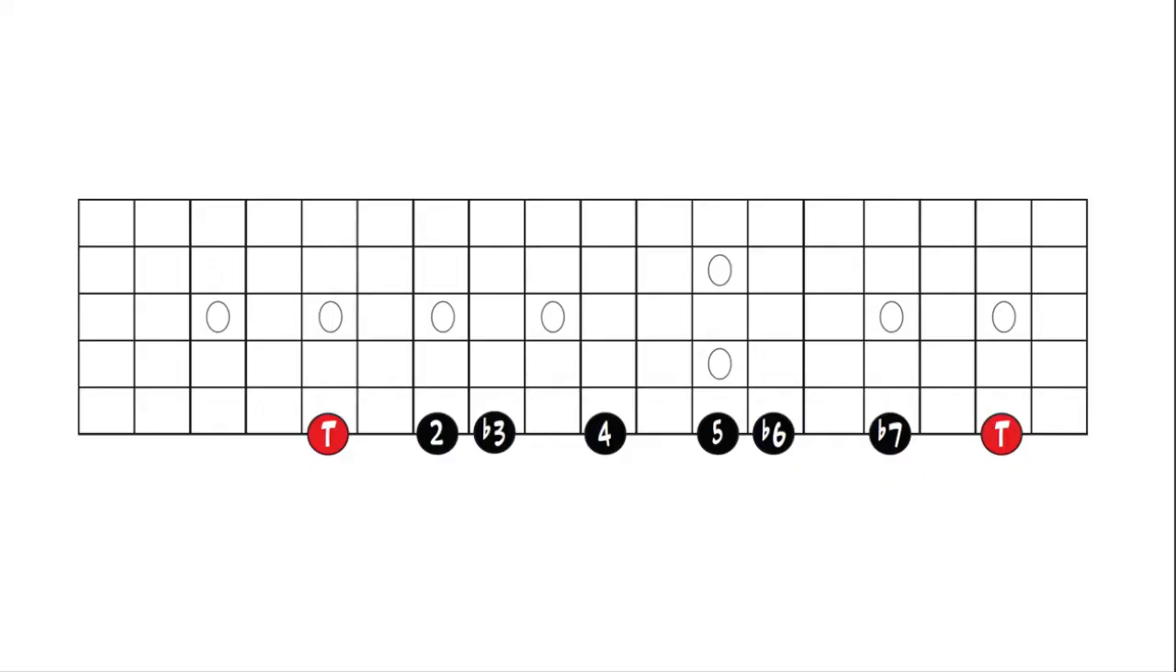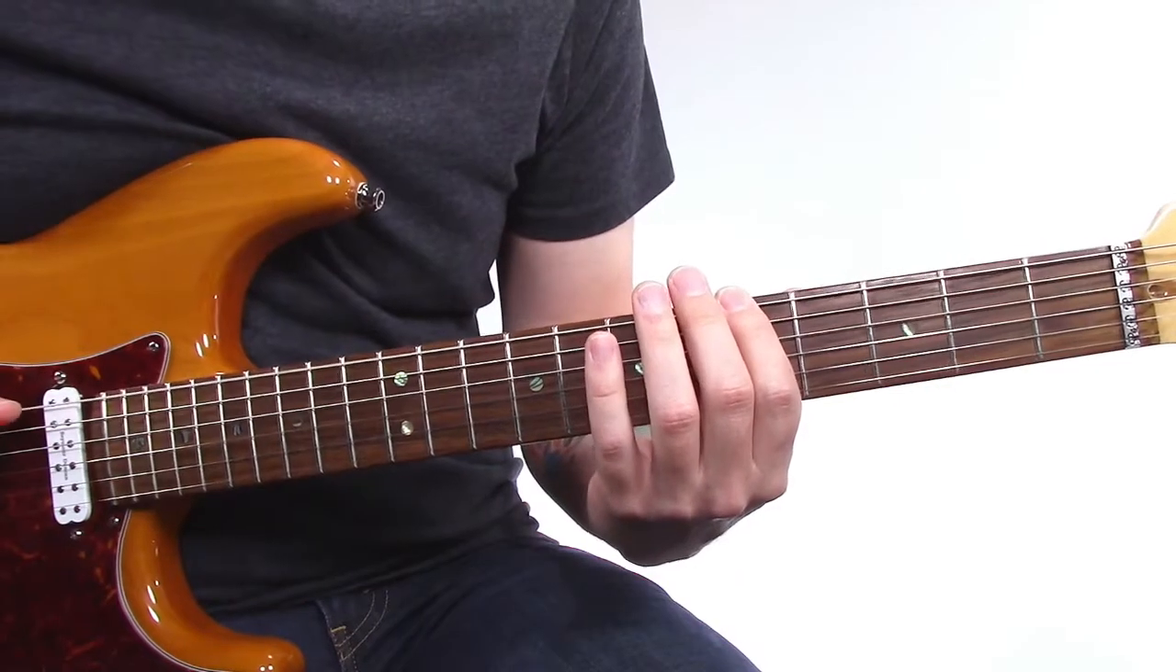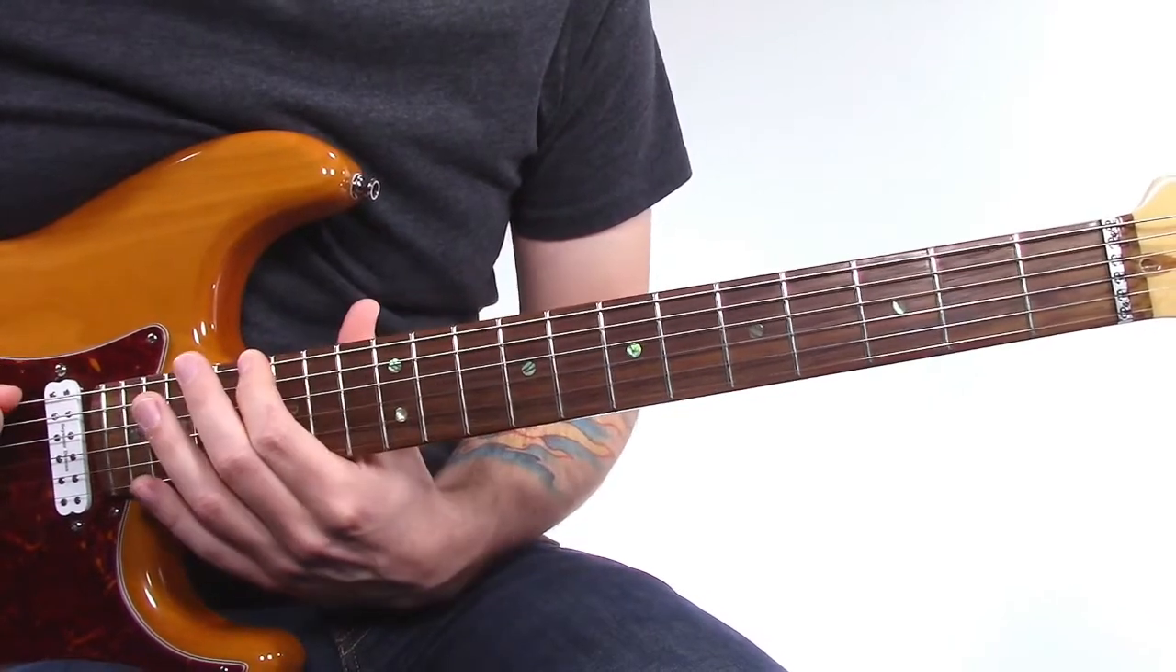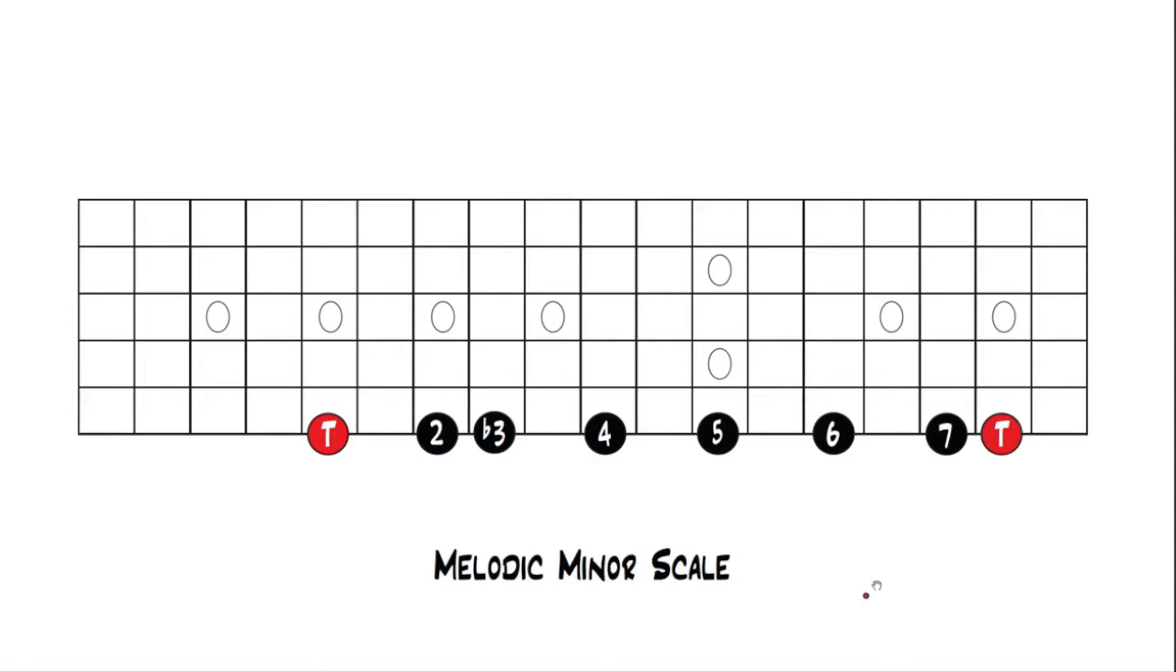Then to get your melodic minor scale, from the natural minor scale, you raise the flat 7 and the flat 6, and that gives you your melodic minor scale. And you may notice that the melodic minor scale is the exact same thing as the major scale, except that it has a flat 3 instead of a natural 3, or a minor third instead of a major third.